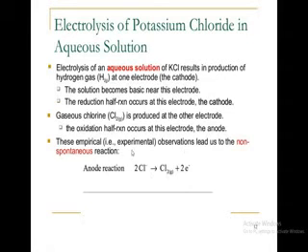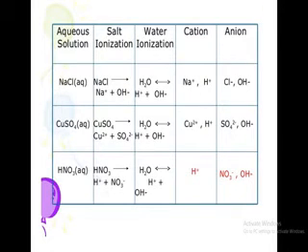This is not going to be included in your syllabus. You just need to remember the products: at the positive terminal oxygen gas, and at the negative terminal hydrogen gas is produced, and that is all. Now this is the summary and you can add these two.